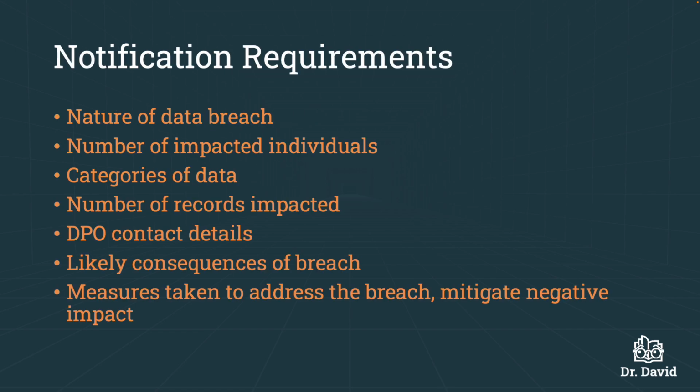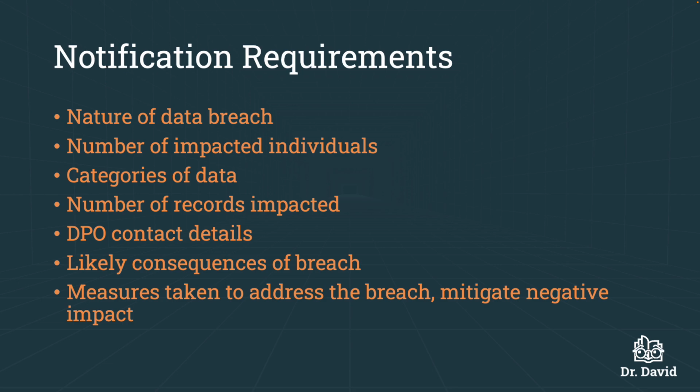When writing up your report to regulators, your report should include the following: the nature of the data breach, the number of impacted individuals, the categories of data breached, the number of records impacted, your organization's data protection officer contact details, the likely consequences of the breach, and the measures taken to address the breach and mitigate negative impact. I feel like most of these are pretty self-explanatory.